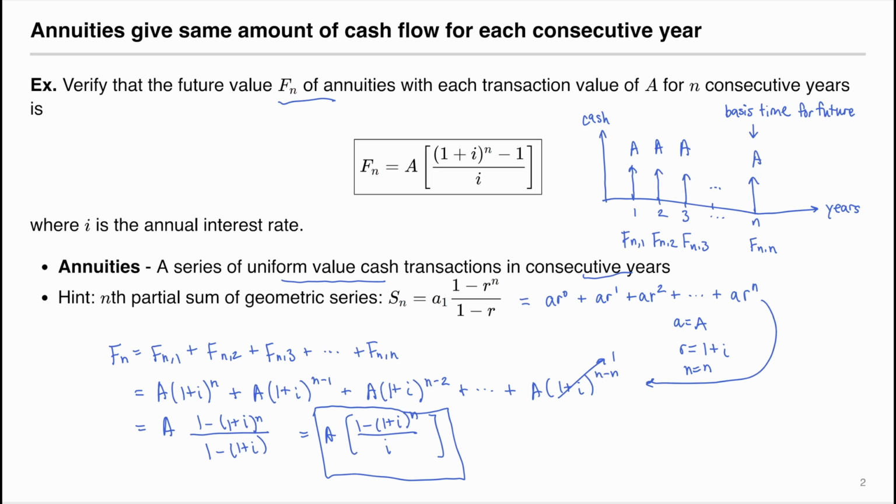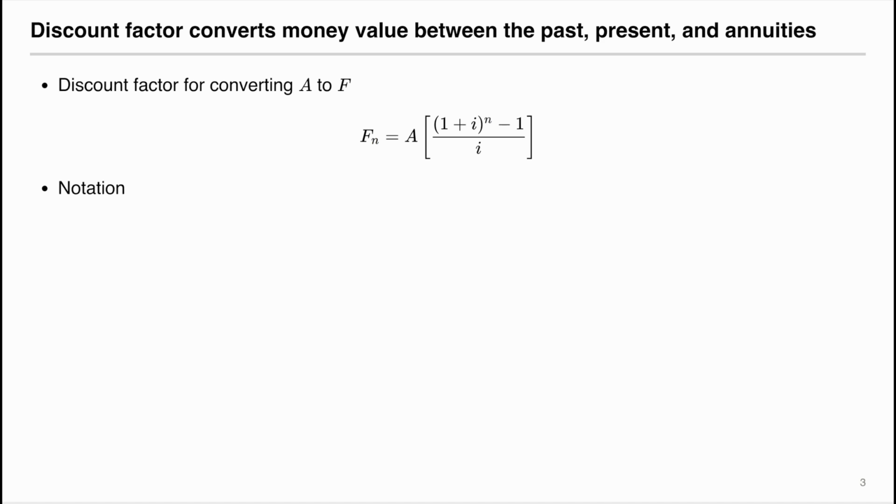The interesting thing is that we notice that the future value can be expressed as the annuity value multiplied by a constant. And this constant is a function of I and n. This will lead us to the definition of a discount factor. A discount factor is a conversion factor that converts money value between the past, present, and annuities. And to illustrate this concept, it is best to do an example.